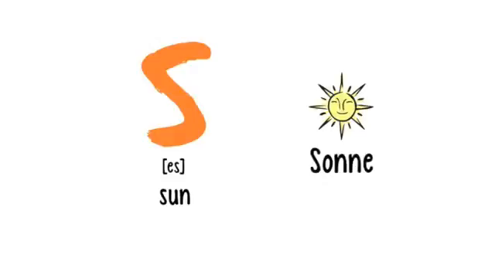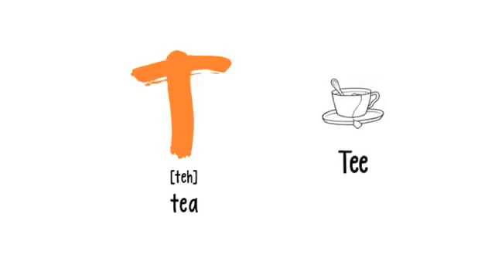S is pronounced like the S in sun. The translation for sun in German is Sonne. T is pronounced like the T in the word tea, and the German translation for tea is Tee.